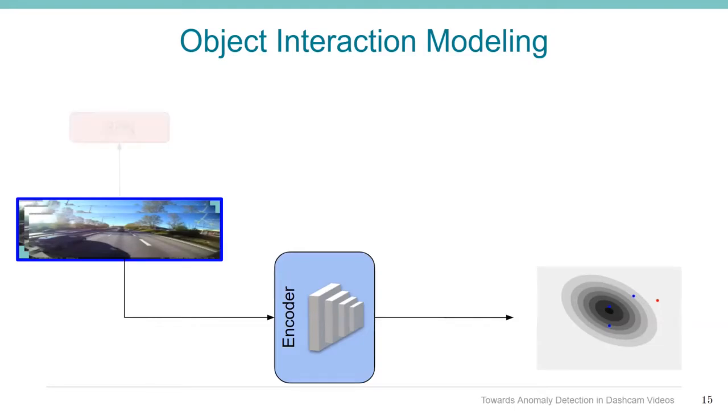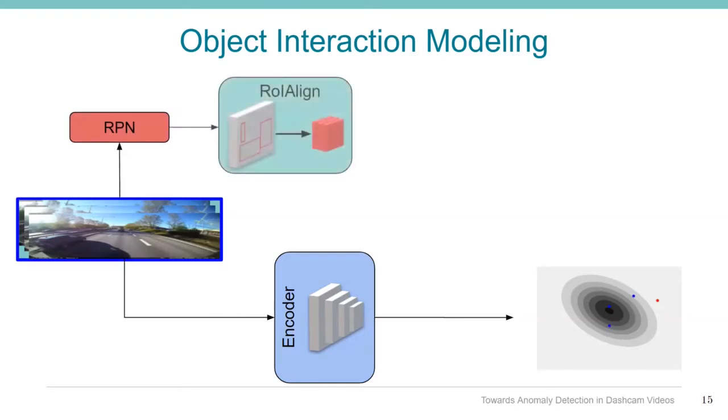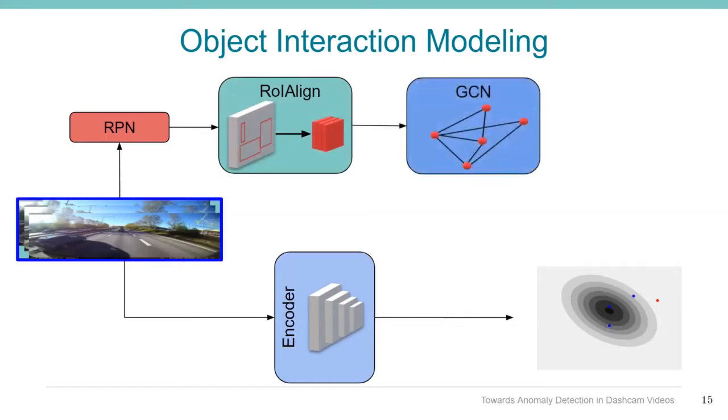We use a state-of-the-art region proposal network to report regions of objects in the individual frames of the video sequences. Given the object bounding boxes, we use ROI align to extract features from each region. We then build a similarity graph over the features of objects, which is then fed to a graph convolutional network. The features from the GCN are then concatenated with the features from the encoder before feeding them to the one-class classification loss.